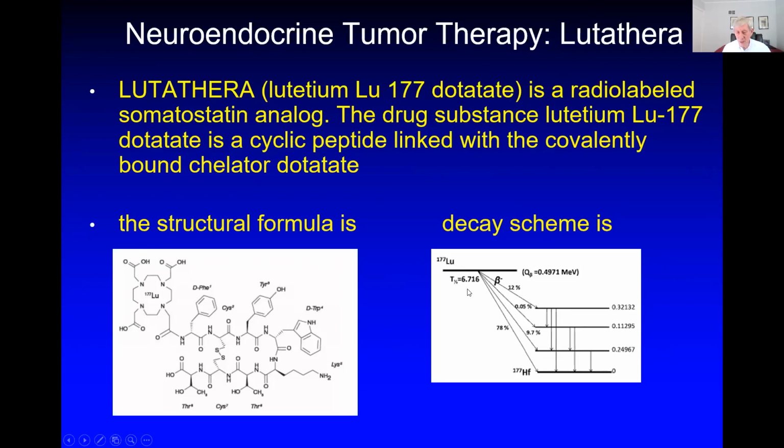And the half-life is 6.7 days, and that's good. We want a half-life in days to perform therapy so that we minimize the damage to DNA while we are performing an acceptable therapy.